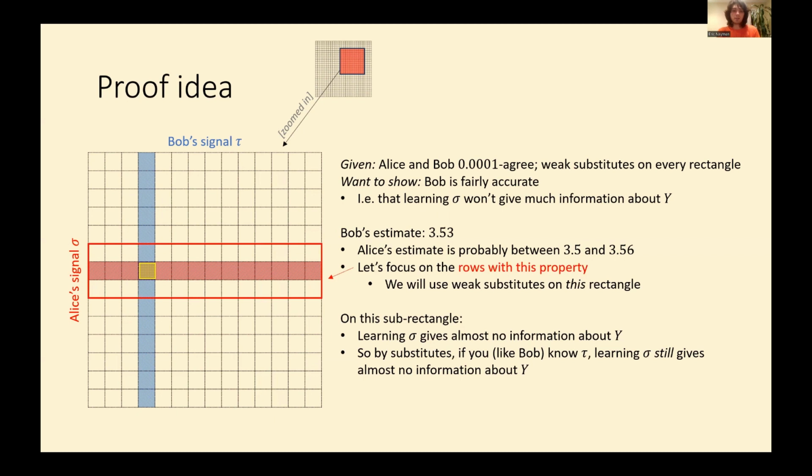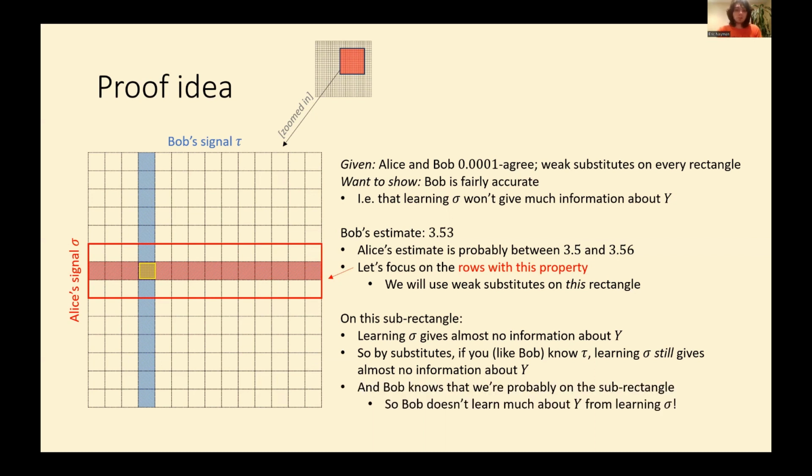Now, on this subrectangle, learning sigma gives almost no information about y. That's because no matter which row we are in, the expected value of y conditioned on being in that row is within some narrow range, 3.5 to 3.56. Now, by weak substitutes on this rectangle, it is also true that if you know tau, just like Bob knows tau, then learning sigma still gives almost no information about y. And so to conclude, what this means is that Bob knows that we are probably in this red rectangle. And furthermore, if we are in this red rectangle, learning sigma will give Bob almost no information about y, which is what we wanted to show.